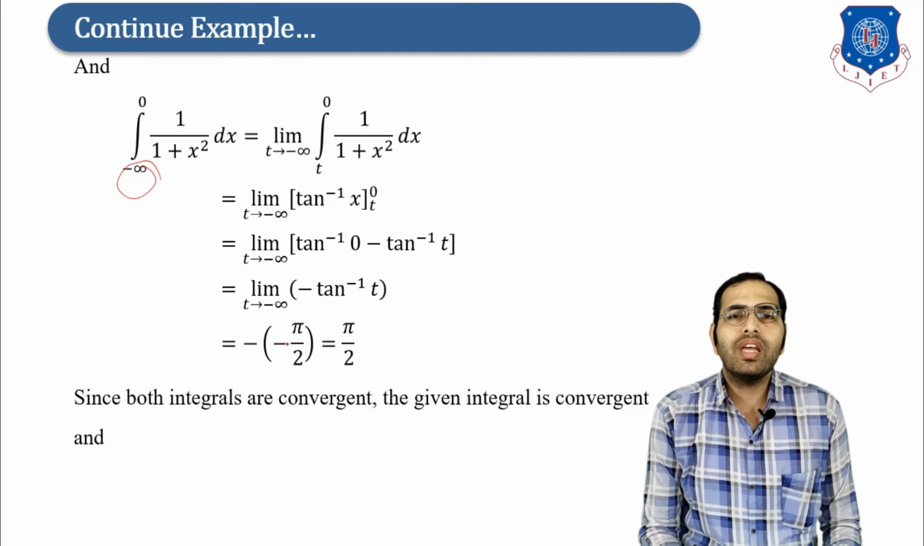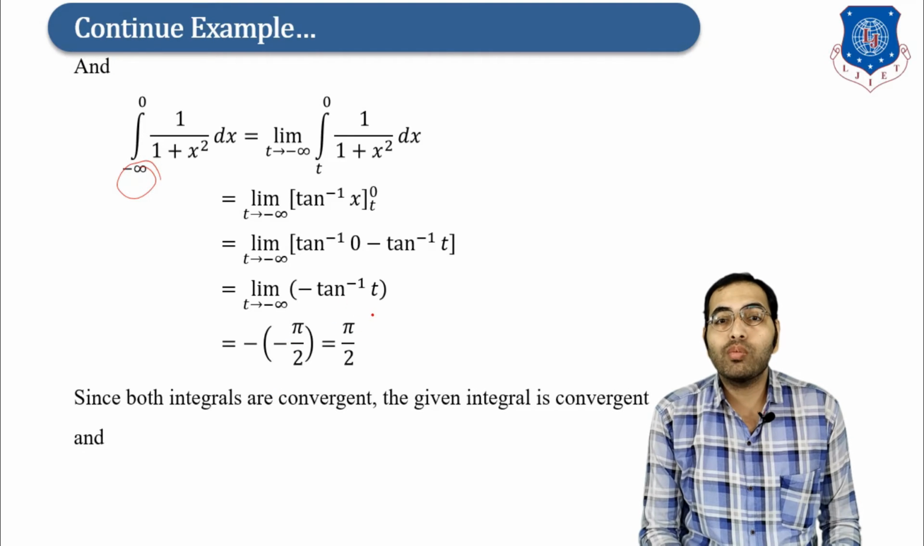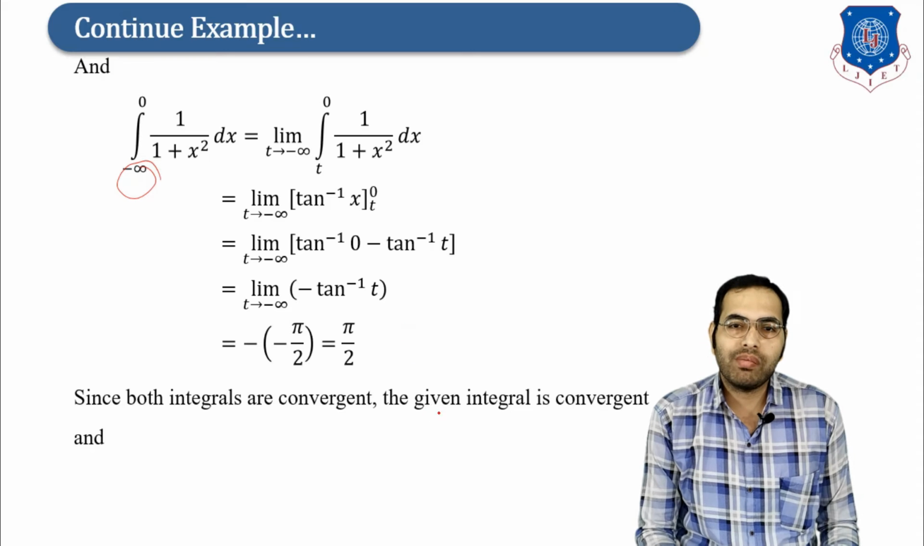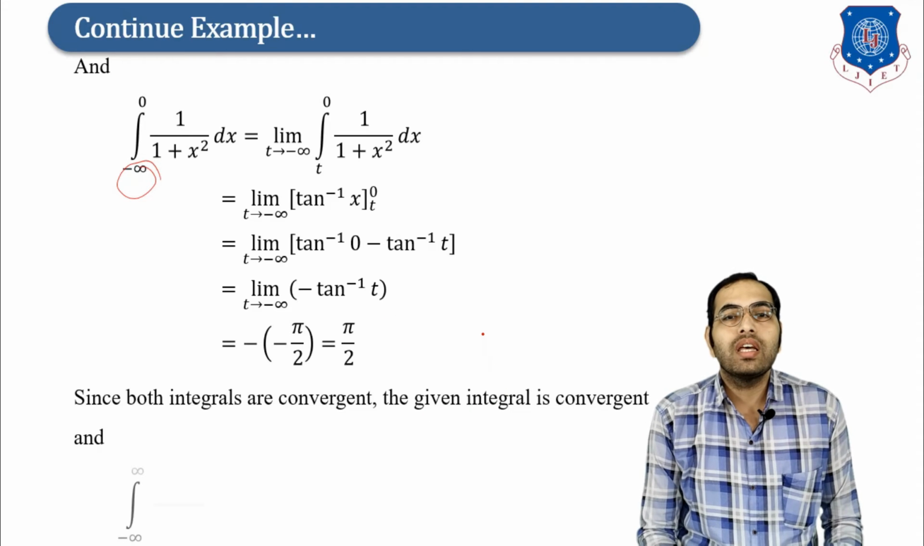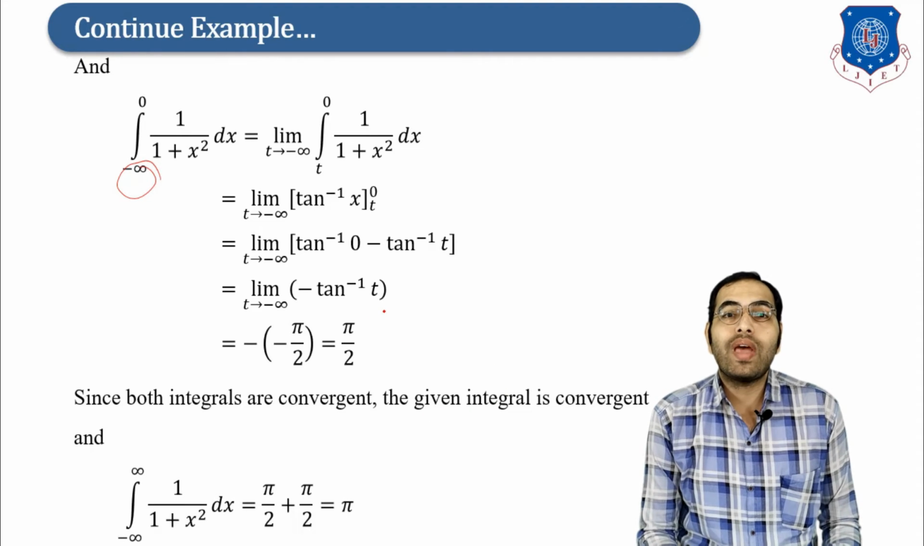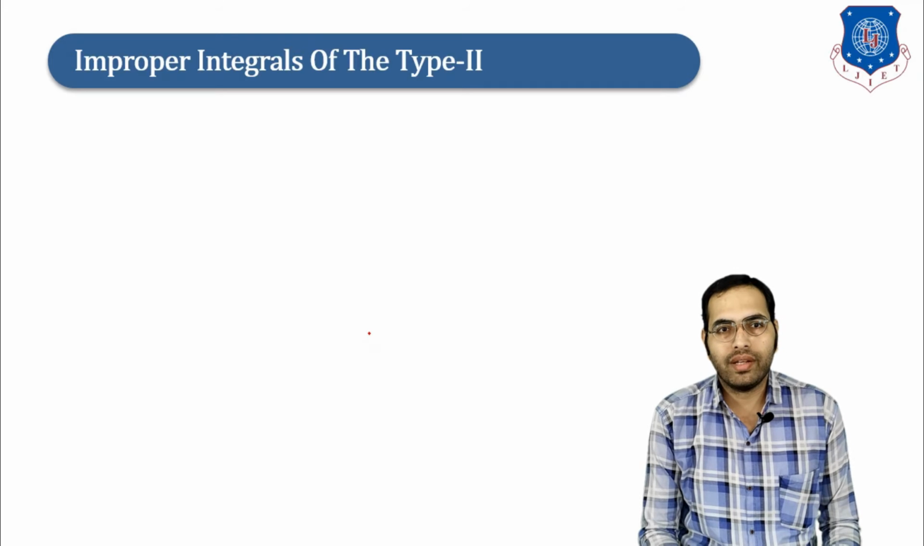Since both the integrals are convergent, because both have a finite value, which is pi by 2, the given integral is convergent, and its value is the addition of the two integrals. That means the integral from minus infinity to infinity of 1 upon 1 plus x square dx equals pi by 2 plus pi by 2, that is pi.